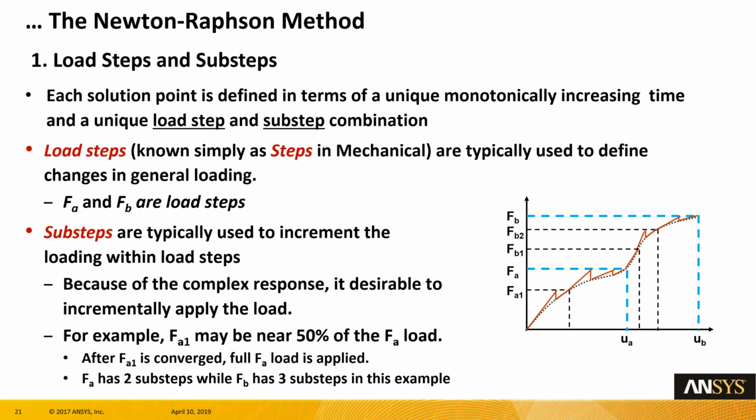It helps the Newton-Raphson method reach convergence if we specify load steps and sub-steps, meaning that if we are applying 50,000 pounds on a structure, we shouldn't really apply 50,000 pounds just at the first load step. Maybe we should apply 1% of that.